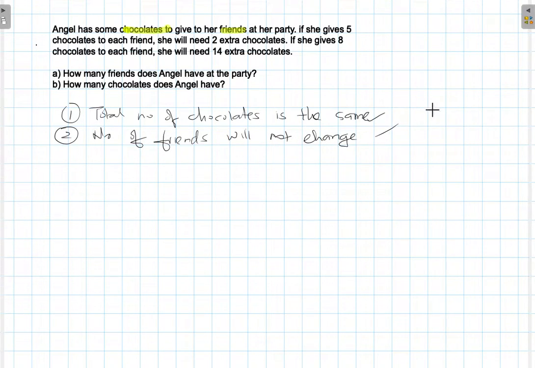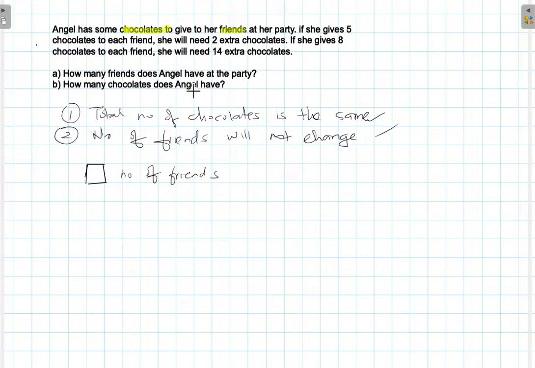So I have these two the same. Then what I can do is I can draw a model. So I let a box, let's say this a box like that, be the number of friends.